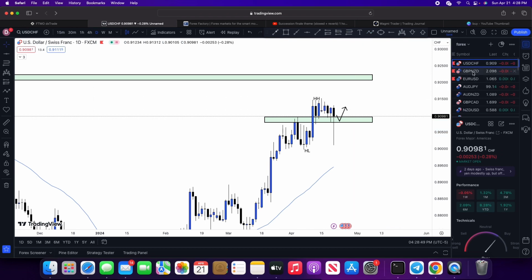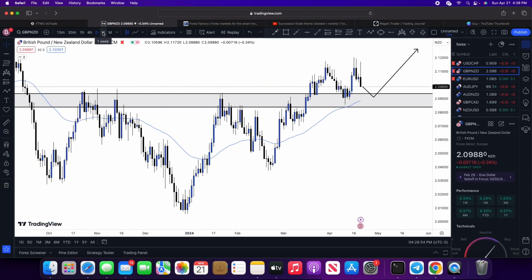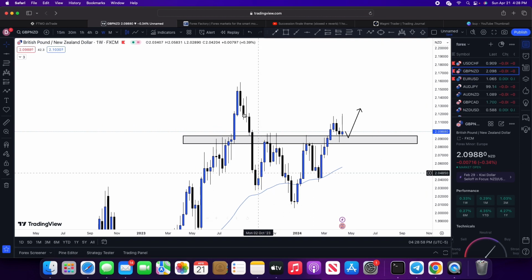So let's go on to GBP NZD. GBP NZD is actually a weekly trade. On the weekly time frame, we've had price come down, come back up into this area of interest. We've obviously rejected from this area. Price entered this area yet again. We've had a very strong reaction or rejection from this level again, officially breaking above, and now we are retesting that level.